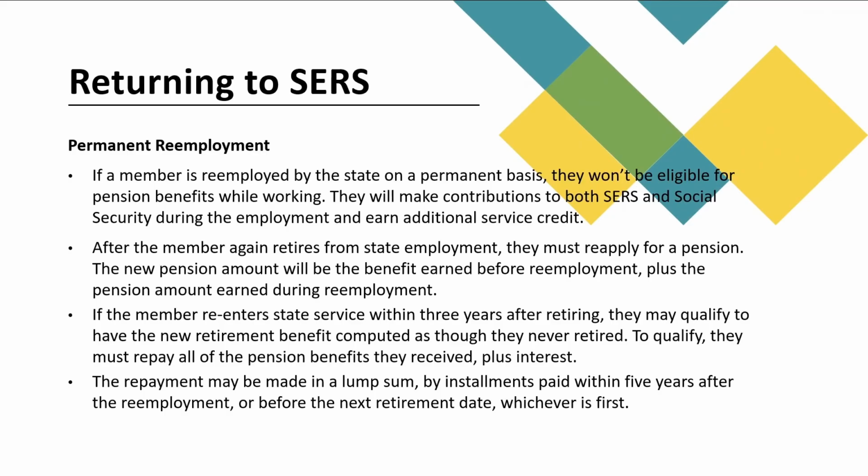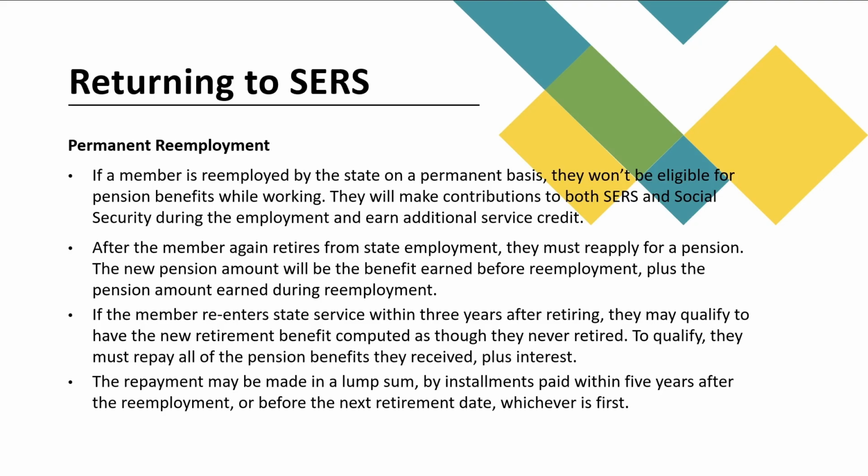Permanent reemployment. If a member is reemployed by the state on a permanent basis, they won't be eligible for pension benefits while working. They will make contributions to both SERS and Social Security during the employment and earn additional service credit. After the member again retires from state employment, they must reapply for a pension. The new pension amount will be the benefit earned before reemployment plus the pension amount earned during reemployment.